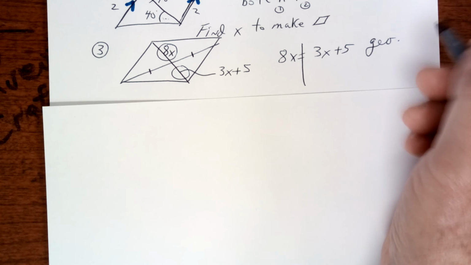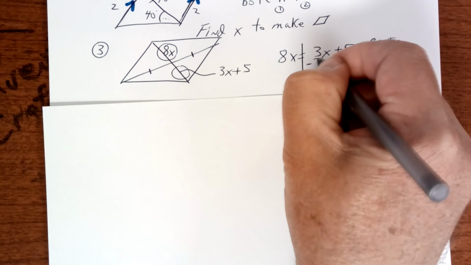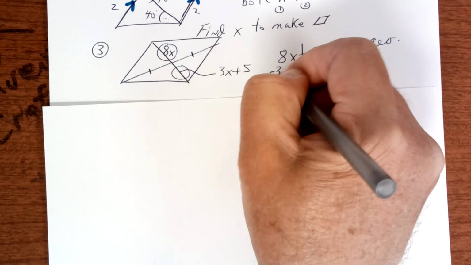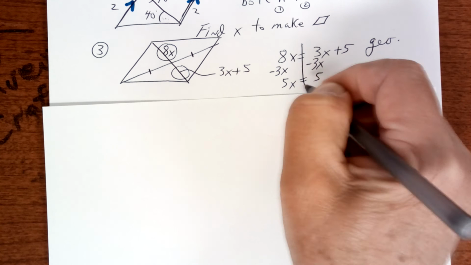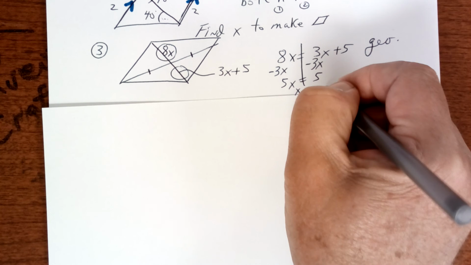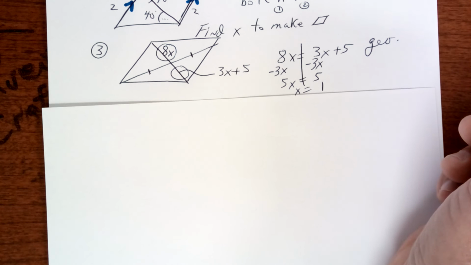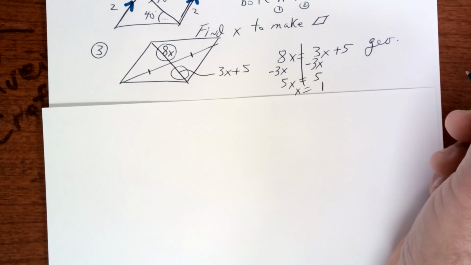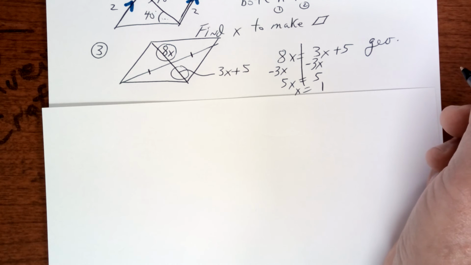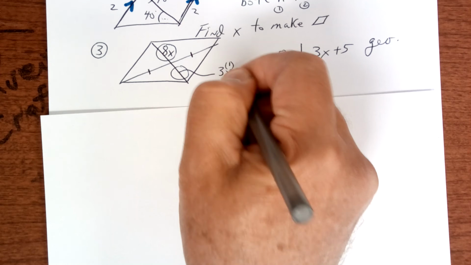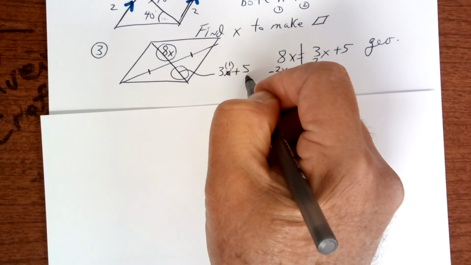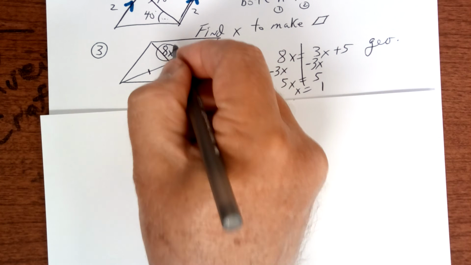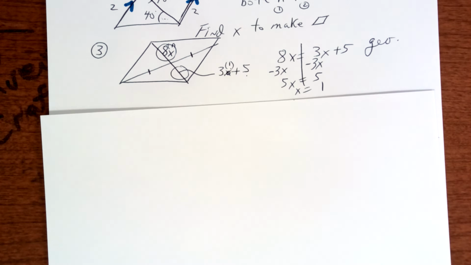Well, on this one, I would subtract 3x from both sides because it's smaller. And then divide by 5. And 5 divided by 5 is 1. So x equals 1. And that will make it a parallelogram. So if you wanted to check it, 3 times 1 is 3, and 5 makes 8. And 8 times 1 is 8, and therefore they'd be equal. And the diagonals would bisect each other.